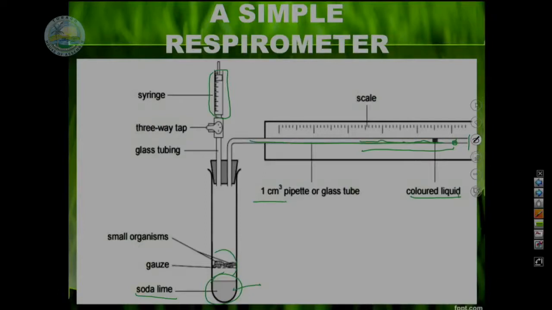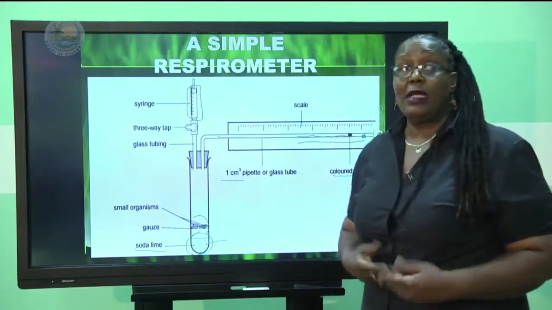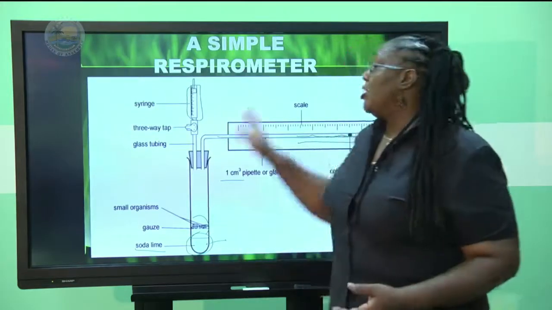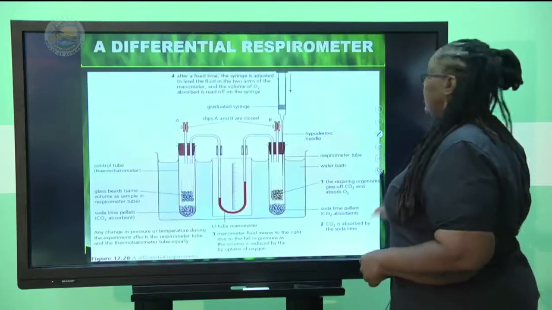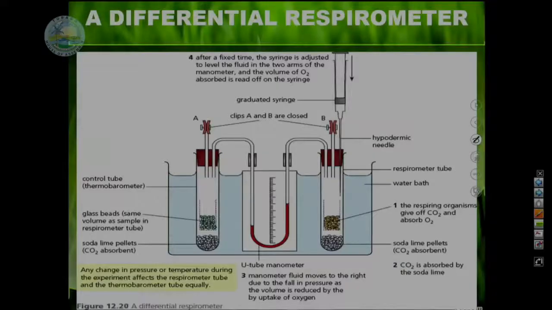So you can take readings, you know, at a minute or 5 minutes or so, and you can measure the rate of oxygen uptake. This is a living organism. You can do the same with something that is non-living and compare them. So this is a simple respirometer. You also have another type of respirometer here. This is a differential respirometer.